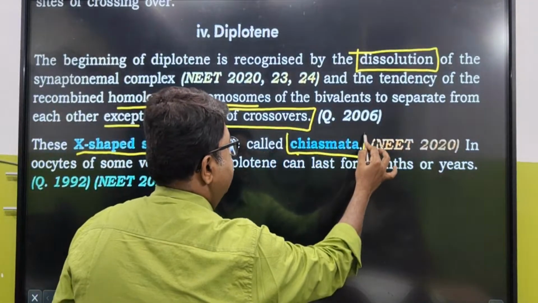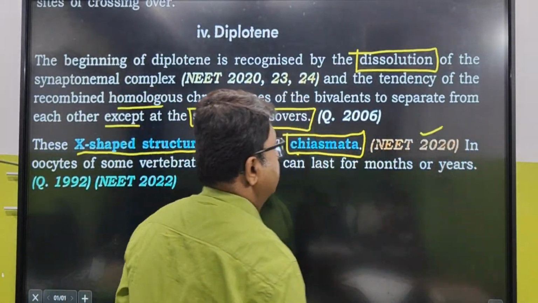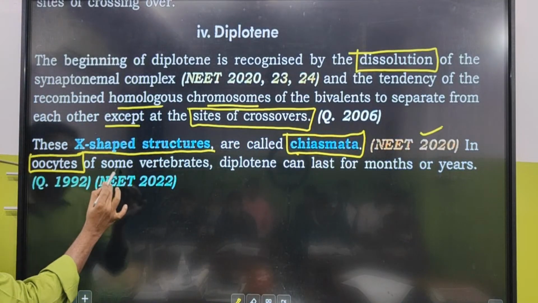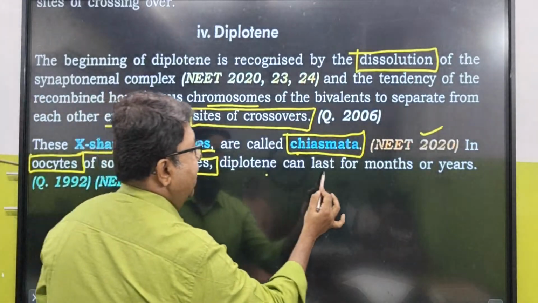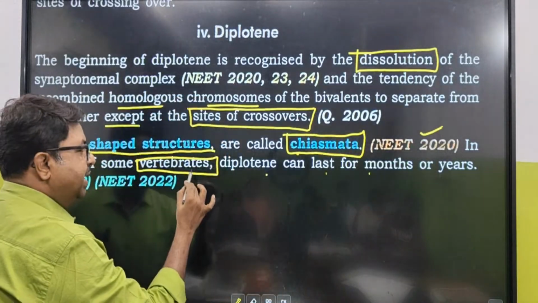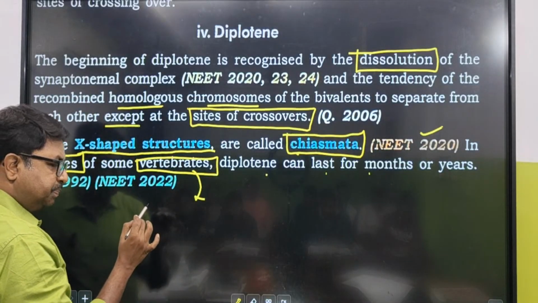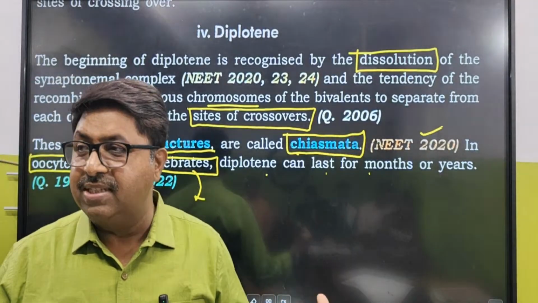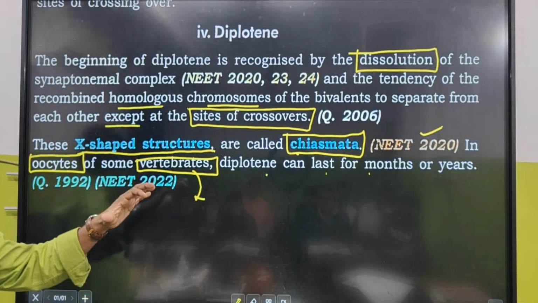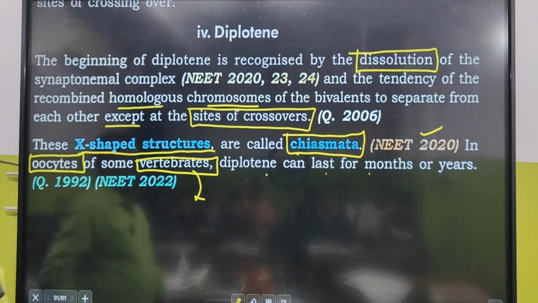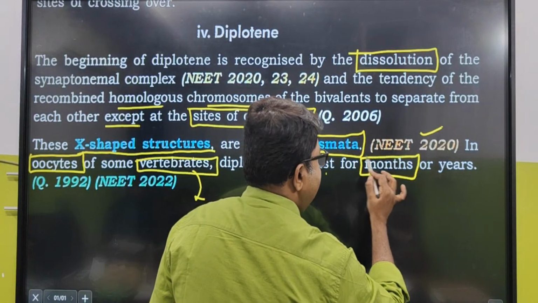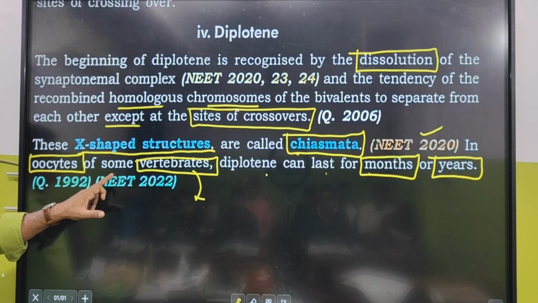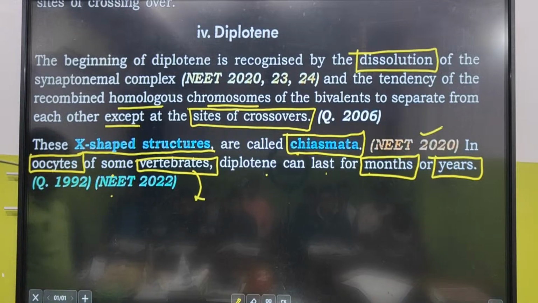Very, very important. The X-shaped structures are called chiasmata. Very, very important, in the year 2020: in oocytes of some vertebrates, diplotene can last for months or years. That is why in the oocytes of some vertebrates, they remain in the arrested phase in prophase I of meiosis I, and it can continue for some months or some years. Is this clear? Any issues?